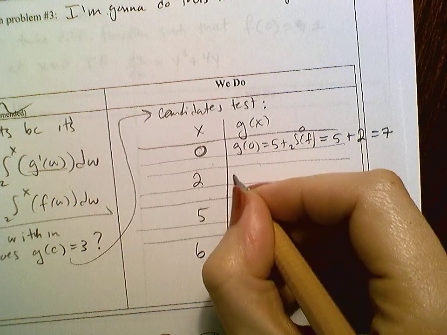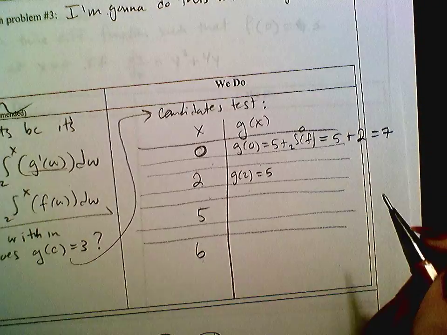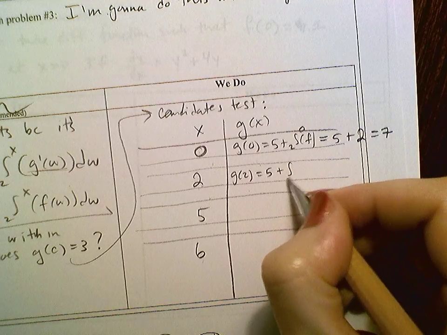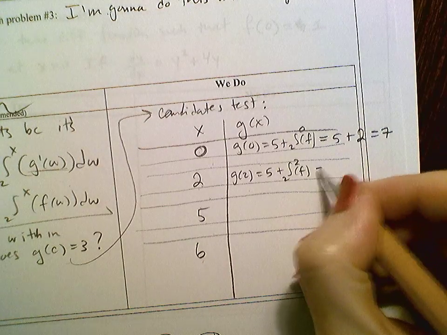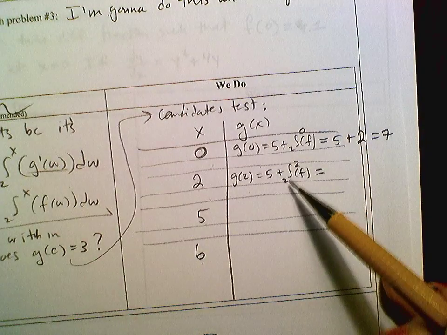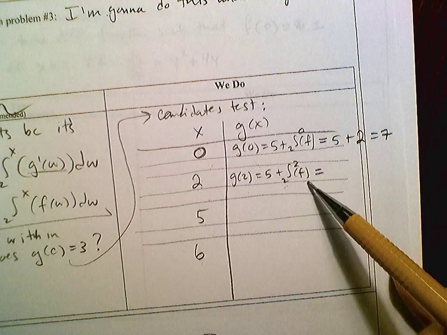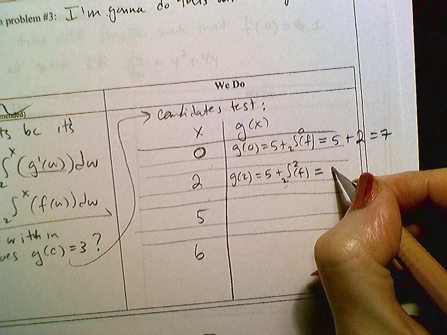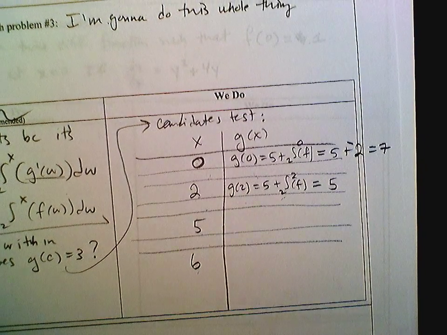Now for 2, g of 2 equals 5 plus the integral from 2 to 2 of f. Well, guys, this is a 0 length interval from 2 to 2, so that integral is 0, so this is just 5. Oh, that should be -2, whoopsie, that's -2, because it was a backwards interval, my bad.